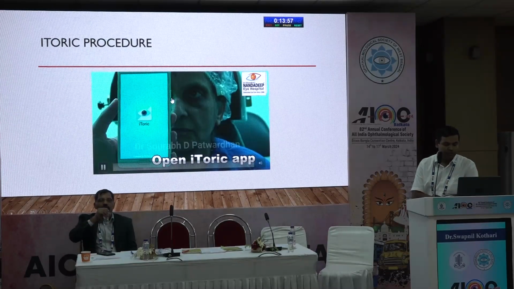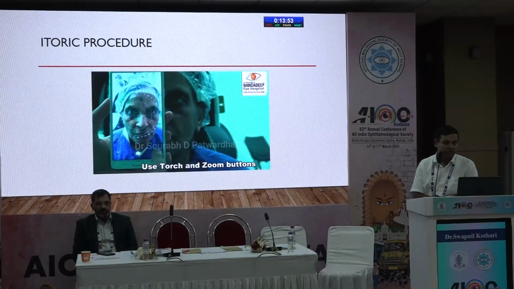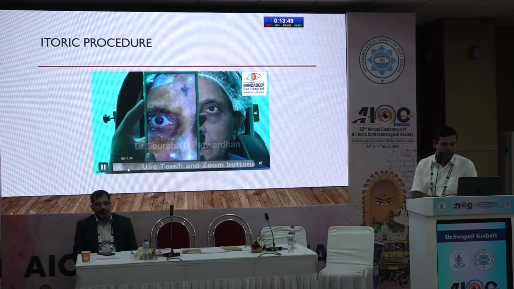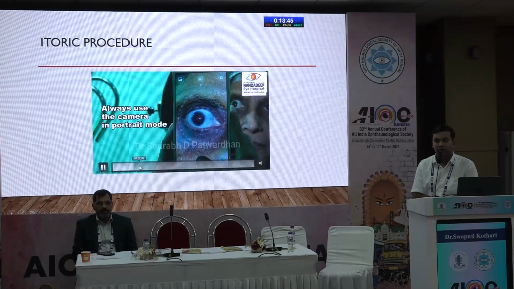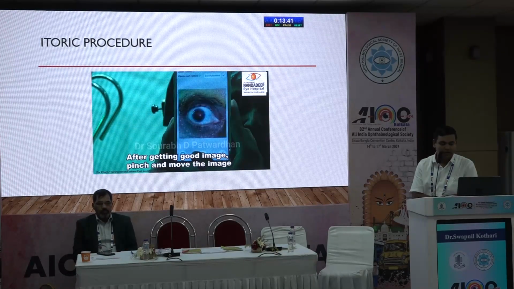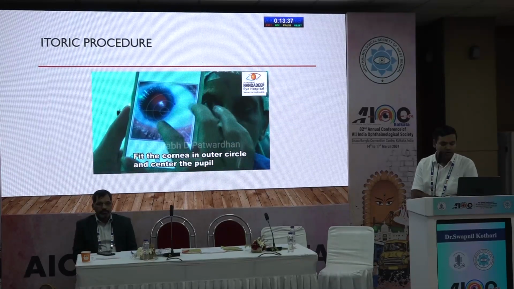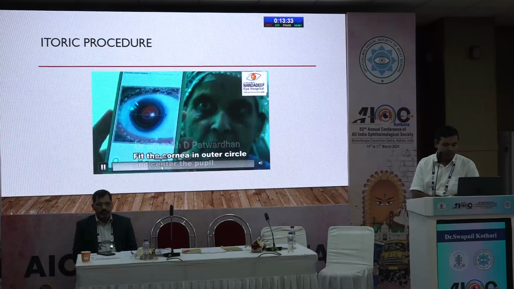So this is how you basically use iToric for doing a manual marking. You mark freehand, and once you have done the marking, you have to take a picture. The iToric Patwardhan gives you this kind of protractor over the image. You have to adjust the protractor and pinch the cornea so that the cornea fits in the outer circle and the center of the pupil.